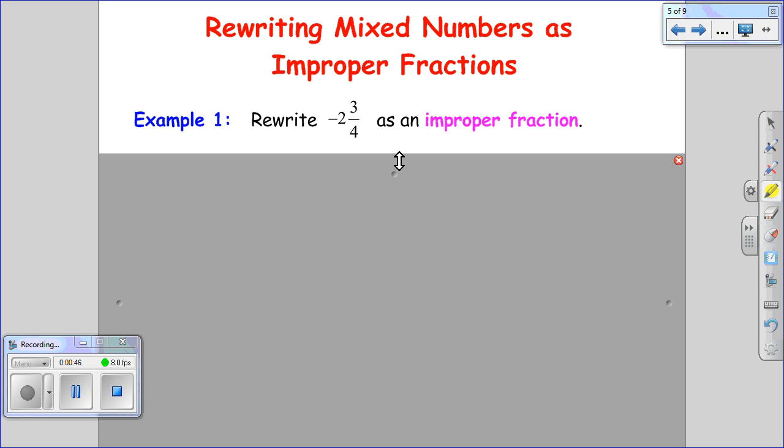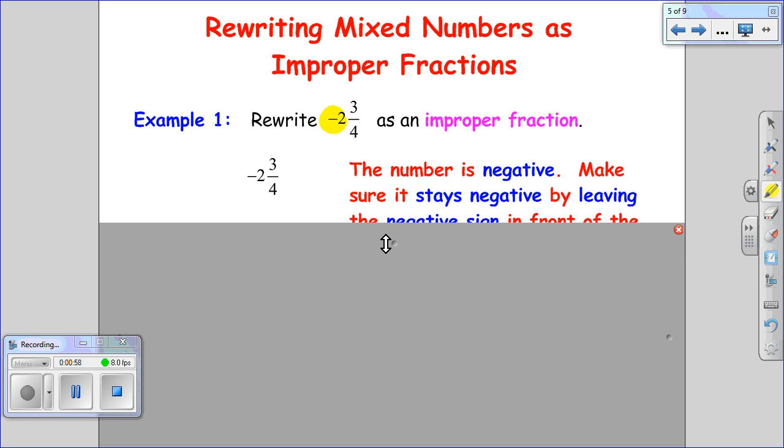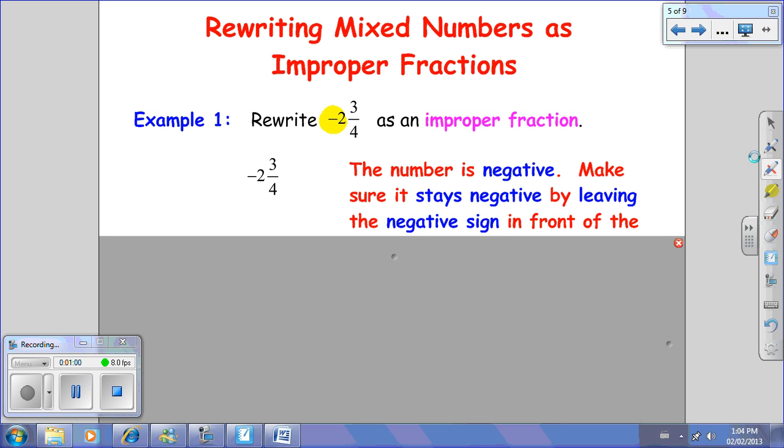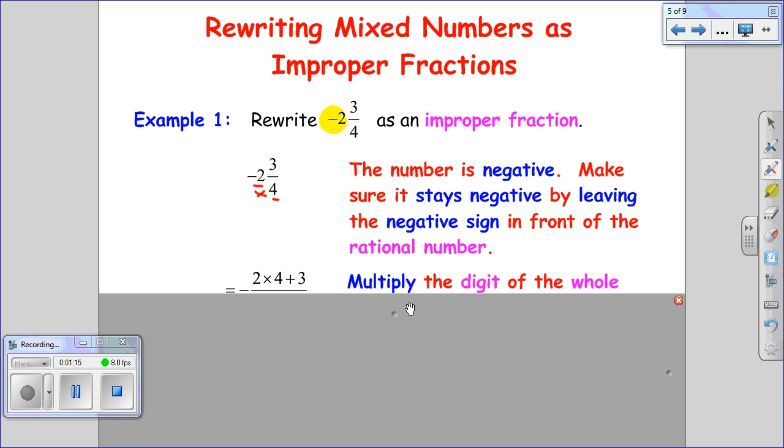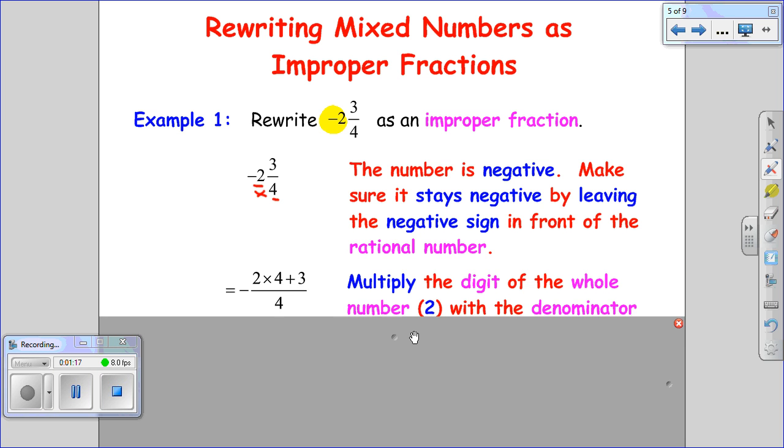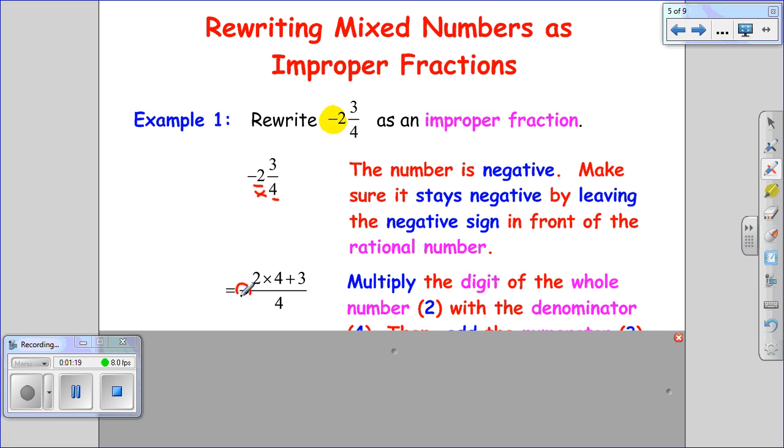We need to be able to rewrite mixed numbers as improper fractions, and the first thing we have to remember to do that is, you look at the number, the overall sign of the number is negative, so the negative just stays out in front. The next thing we need to do is multiply the whole number part by the denominator to figure out how many pieces those two wholes make. So we're going to do 2 times 4, and we're going to add the 3. And notice that the negative sign is still out in front here.